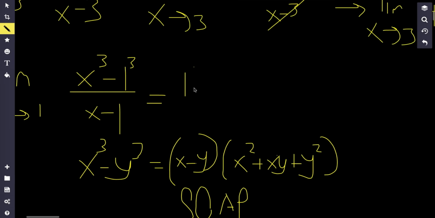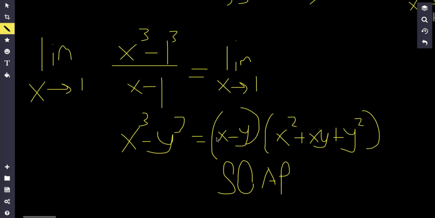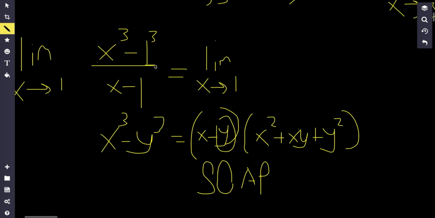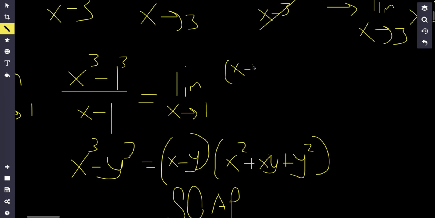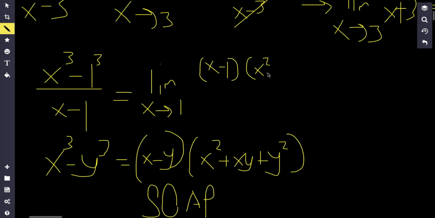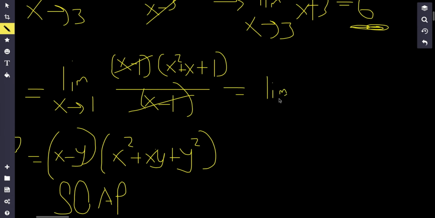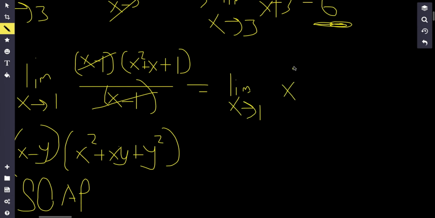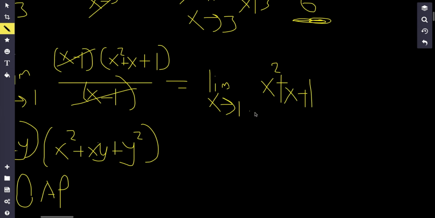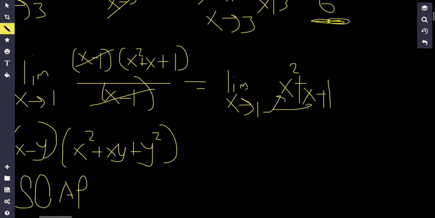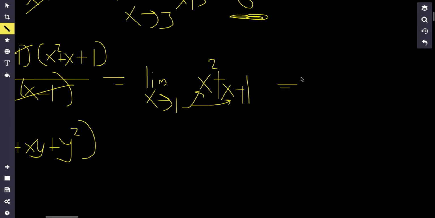So this is going to be equal to the limit as x approaches 1 of, well, in this case, my x value is going to be x itself, and my y value is going to be 1, right? So it's going to be x minus 1 times x squared plus 1 times x, which is just x, plus 1, and then divided by x minus 1. Now notice how the x minus 1s cancel out, so you get the limit as x approaches 1 of x squared plus x plus 1. Now that we don't have that nasty denominator, we can just plug in for the x values, just do the substitution, and you get 3.